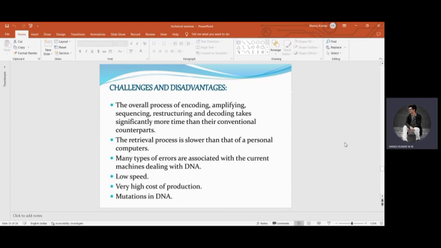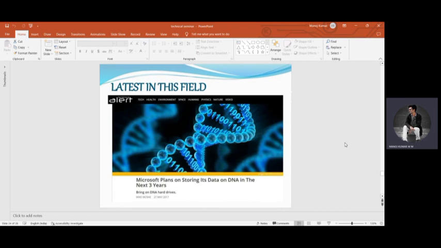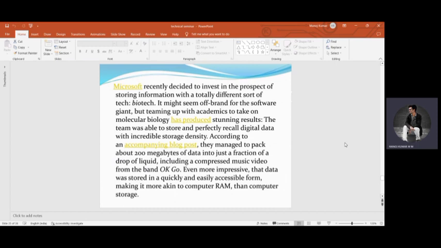So, the latest in this field: Microsoft plans to bring DNA hardware into its data centers in the next 3 years. In May 2017, Microsoft said that it plans on storing data in DNA. Microsoft recently decided to invest in storing information with a totally different sort of tech called biotech. It might seem off-brand for the software giant, but teaming up with academics to take on molecular biology has produced stunning results. The team was able to store and perfectly recall detailed data with incredible storage density.